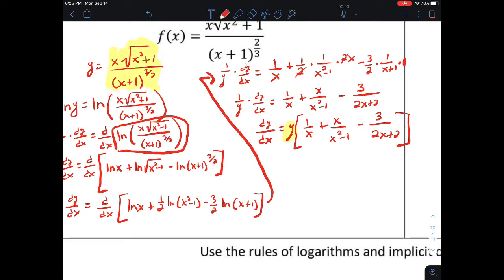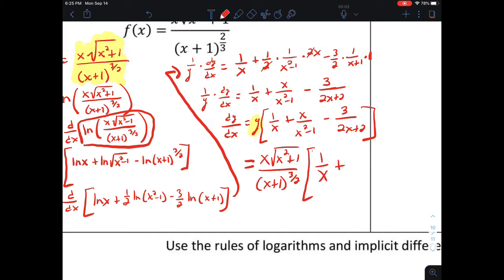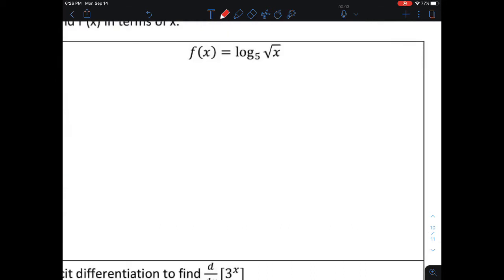Y is that rational function there, and we'd have our final derivative, where the derivative of this would be x times the square root of x squared plus 1 over x plus 1 to the 3/2 times 1 over x plus x over x squared minus 1 minus 3 over 2x plus 2. All right, let's look at this one here.